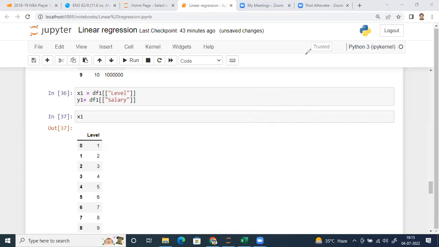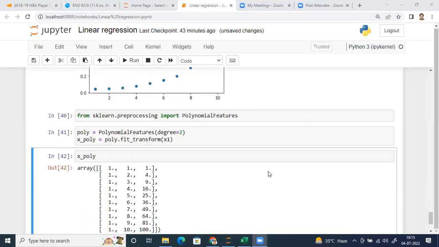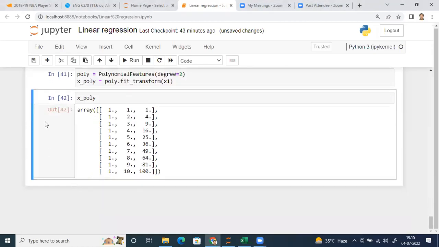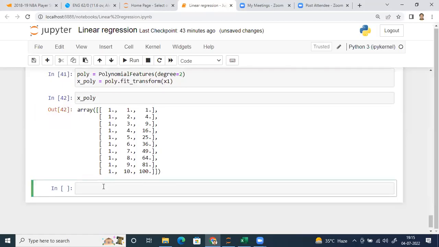Clear all. Here, come on. Can you see, everyone? Clear? Please tell me. Yes, sir. Right now, what we can do, suppose I create a model of the same linear regression.